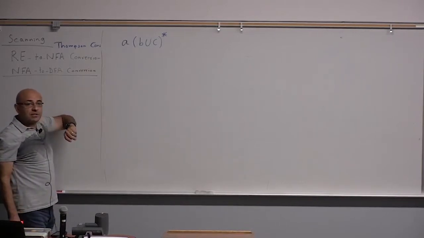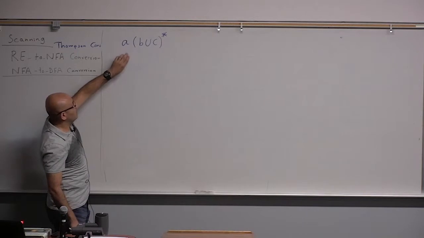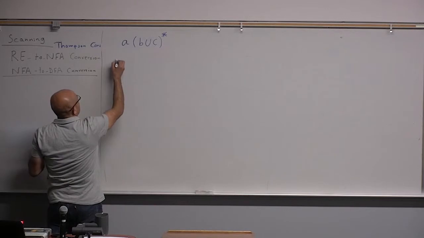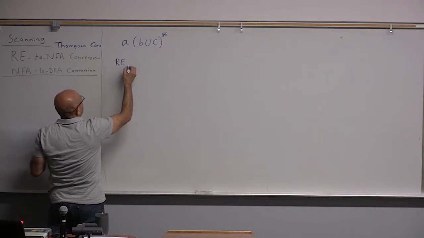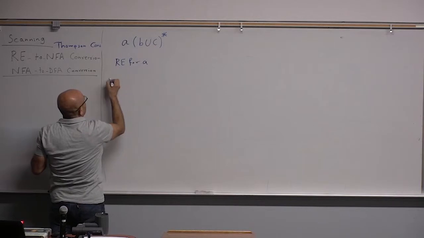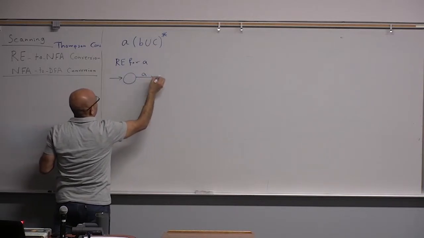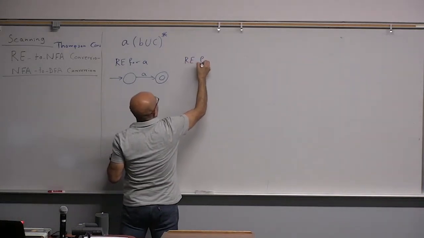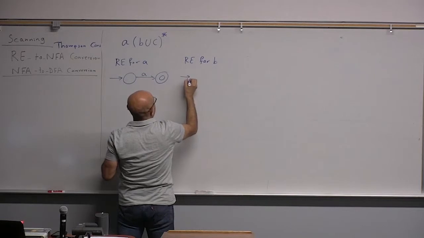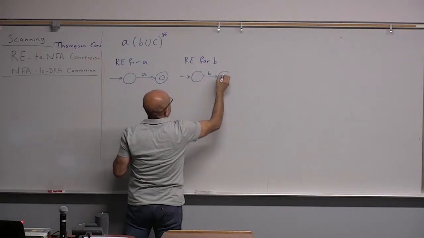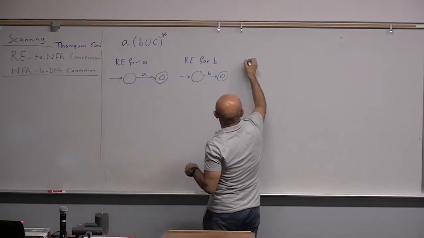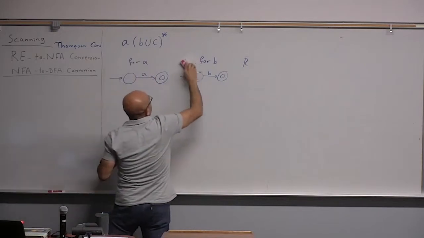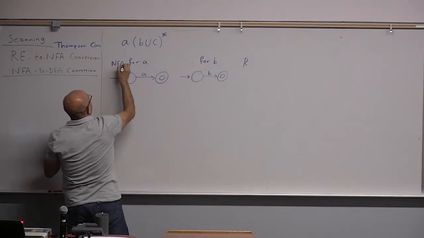Okay. So we first construct NFAs for the individual symbols, which is trivial. So the NFA for A is going to be A. And the NFA for B is going to be B. Sorry, I meant an NFA, not a regular expression.